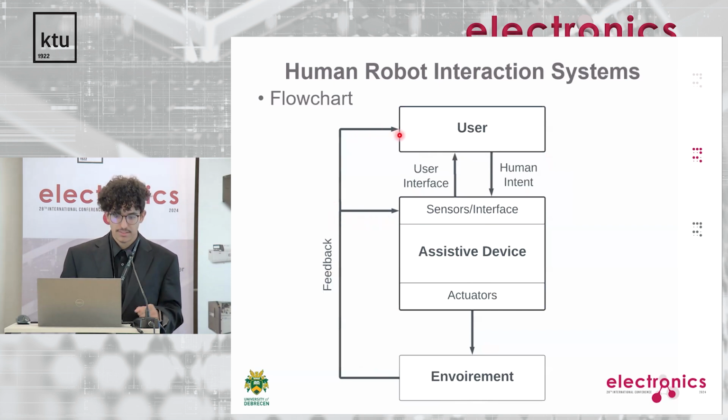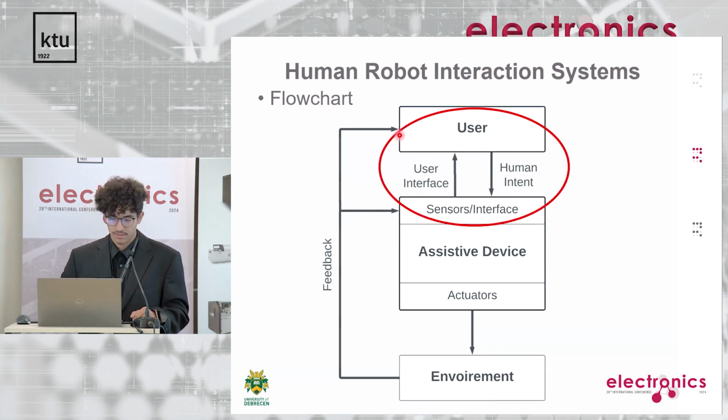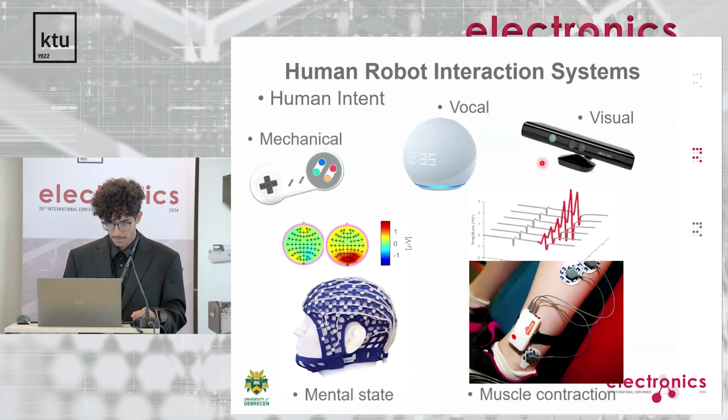And where is this human-robot interaction we are talking about? It's right here between the user and the interface. This is the scope of our analysis today. So I want to advocate for five main ways to get the human intent from the human to the machine: the mechanical, the vocal, the visual, the mental state-based ones, and the muscle contraction-based ones. We're going to see them in the case studies.